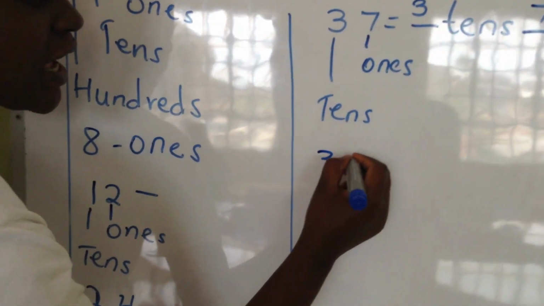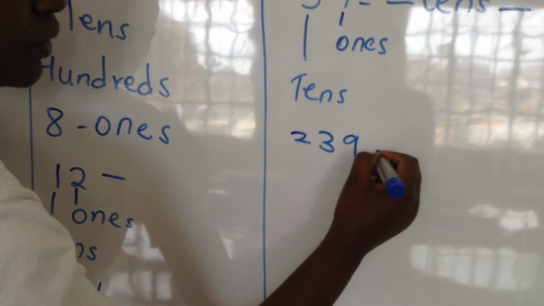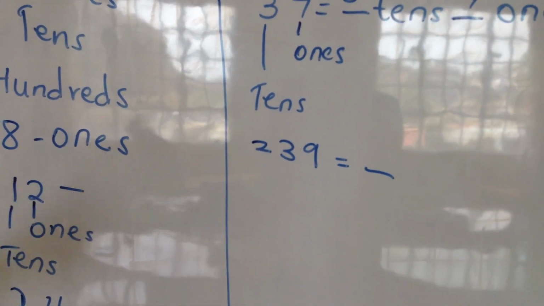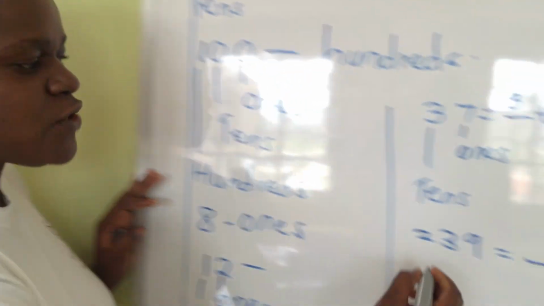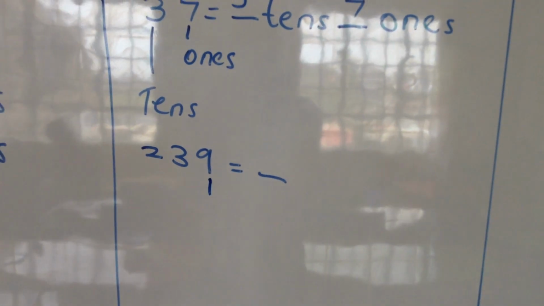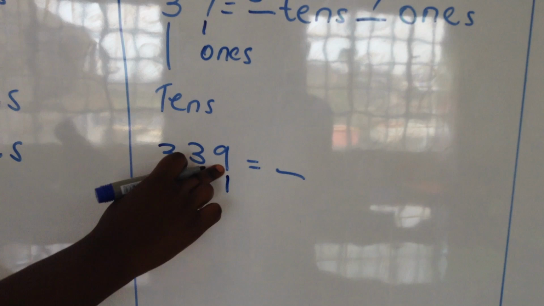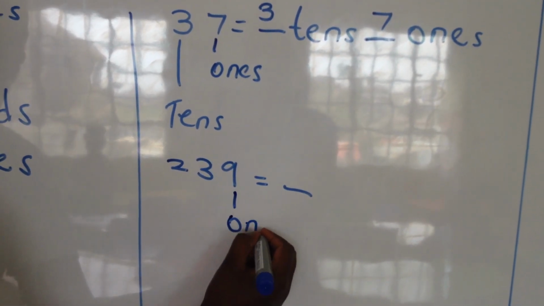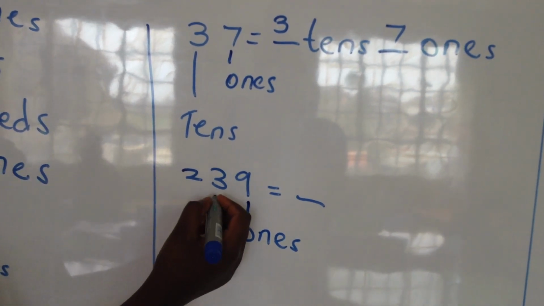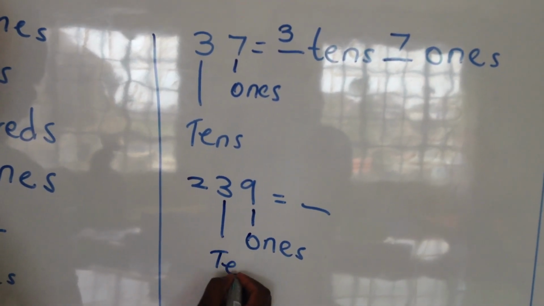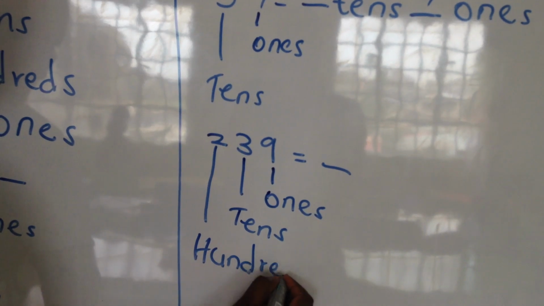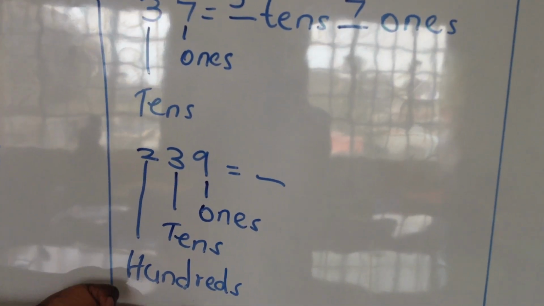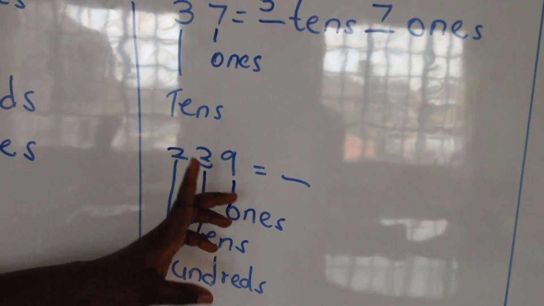Let's have the number that is having 3 values. I said the number that is having 3 values, that number must have the hundreds place value. So whenever you are writing the number, first you start with the first number from the right hand side. And the first number here is 9. So this number 9 represents the ones place value. Then we go to the next number. The second number is tens. And the third number is hundreds, that is 2. So in this case, we have 2 hundreds, we have 3 tens, and we have 9 ones.